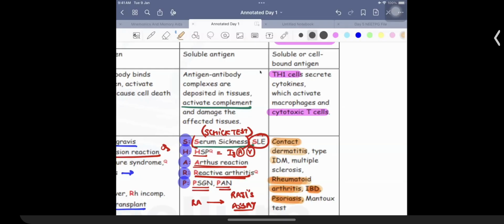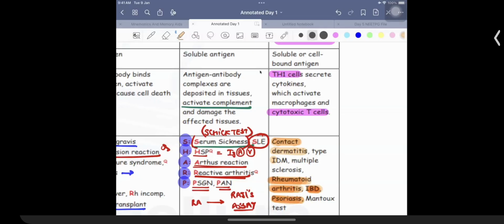So the usual way of asking the question in the exam is that they will give you a clinical history. And depending upon the clinical history, you have to answer the question: what is the hypersensitivity reaction that is going to be involved over here? Right? So this is an important thing that you need to remember.